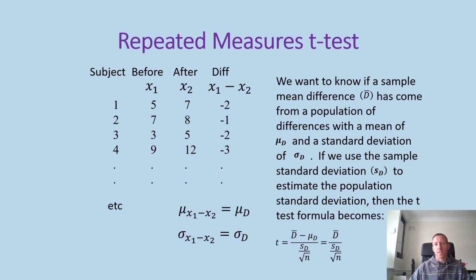So we've got 5 and 7. If you've got 5 minus 7, that gives you a difference score of -2. 7 and 8, 7 minus 8, gives you a difference score of -1. Difference here meaning you subtract one from the other.